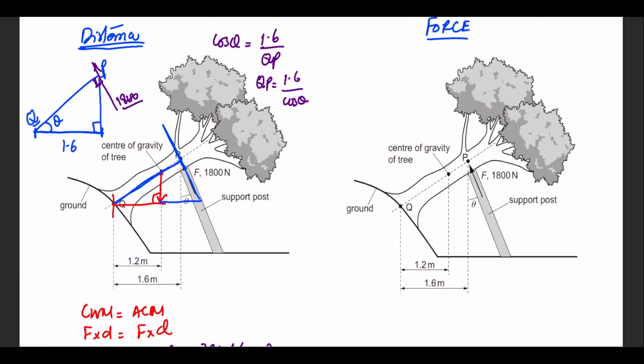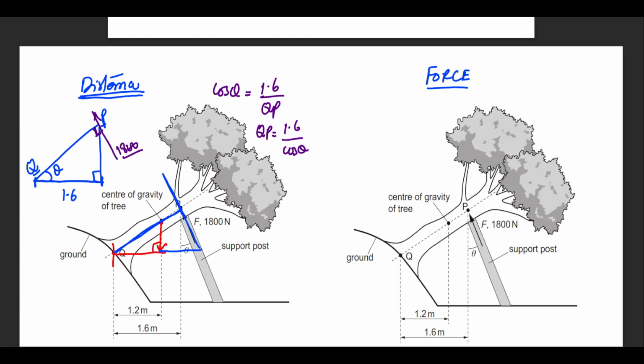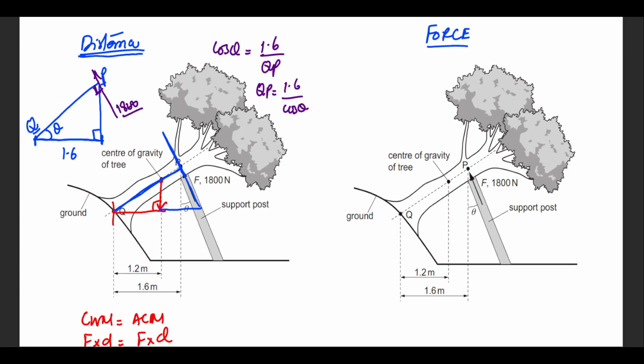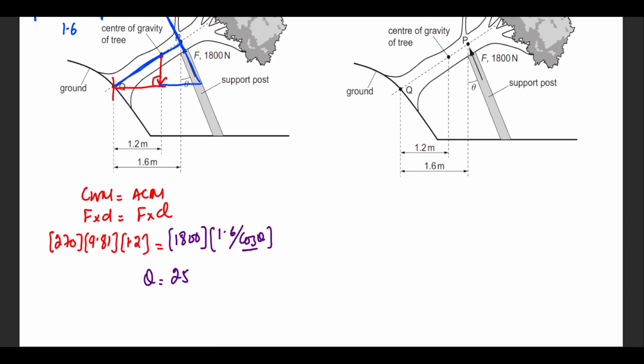Now let's do this question with the perspective of force in mind. How do you visualize force? Now, the same logic goes for this question as well. So this is going to be clockwise moment equals anti-clockwise moment. The clockwise moment is not the problem. This is still the same: 270 into 9.81 into 1.2 equals the anti-clockwise moment.